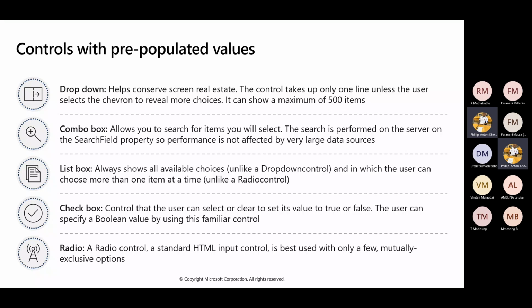Right? And then we have a checkbox, a control that the users can select or clear to set its value to true or false. Then the user can specify a Boolean value by using this familiar control. And then we have a radio button, which is a standard HTML input control and is best used with only a few mutually exclusive options like male, female, like yes, no, and other options that you can think of.